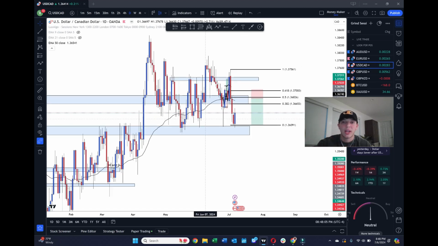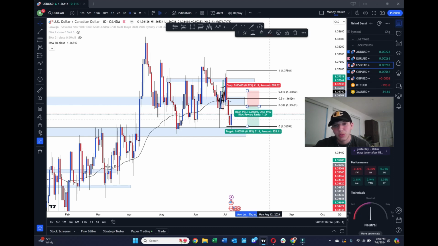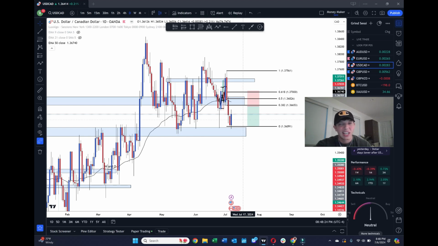Oh yeah, I wanted to mention how this pair would only make sense for me to trade if we are at this middle 0.5 section. If we do start to reject off of this 0.382 zone, then it may still be a good trade, but we can see that our risk to reward ratio gets really diminished.